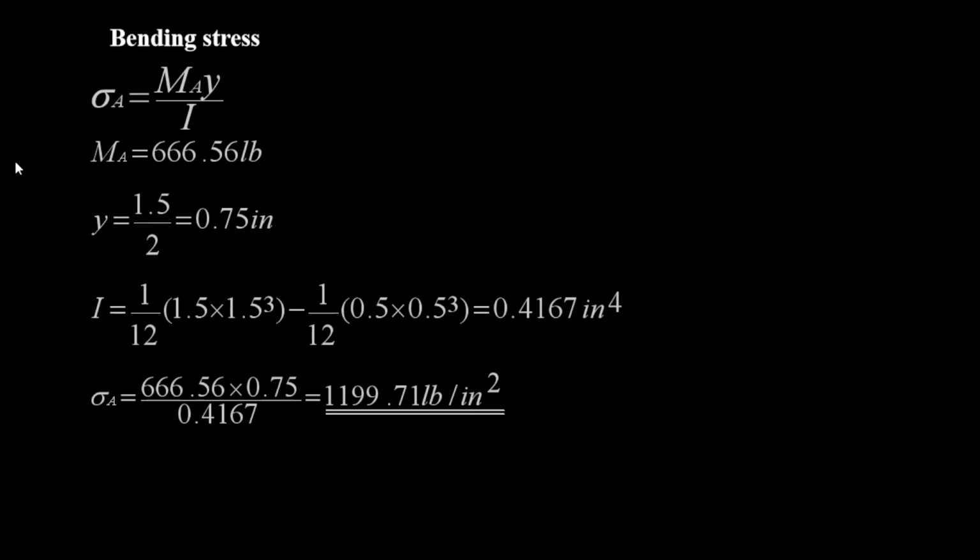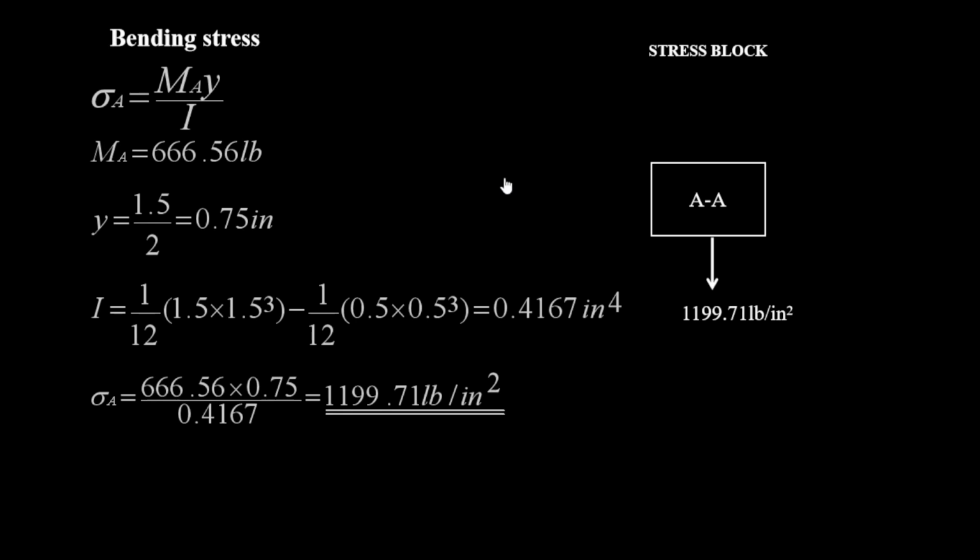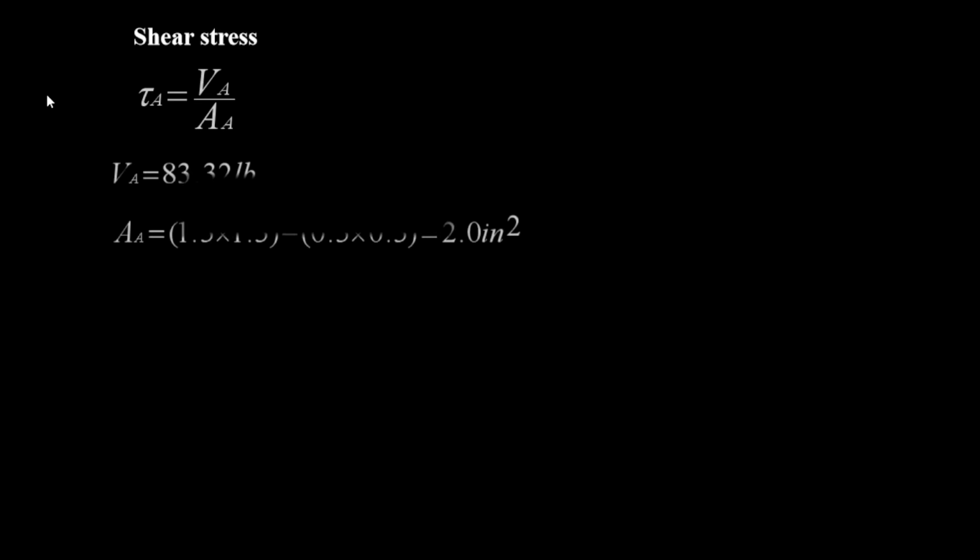Bending stress has the same stress block orientation as the normal or axial stress. So it goes outward. So this will be our stress block for our bending stress. Then the last stress is going to be our shear stress. For our shear stress, it's going to be the shear reaction over the area, basically. We know the shear reaction, we know the area.